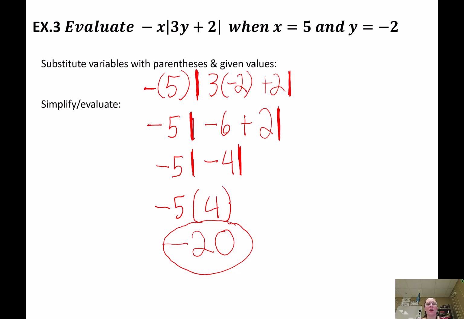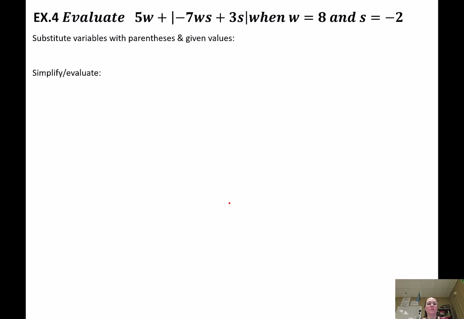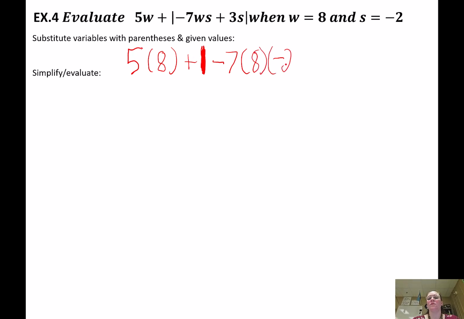Okay, all right, we're going to look at one more example. So I've got 5 plus the absolute value of -7ws plus 3s when w is 8 and s is -2. So plugging in, 5 times w, which we said was 8, plus the absolute value of -7 times 8 times -2 plus 3 times -2.